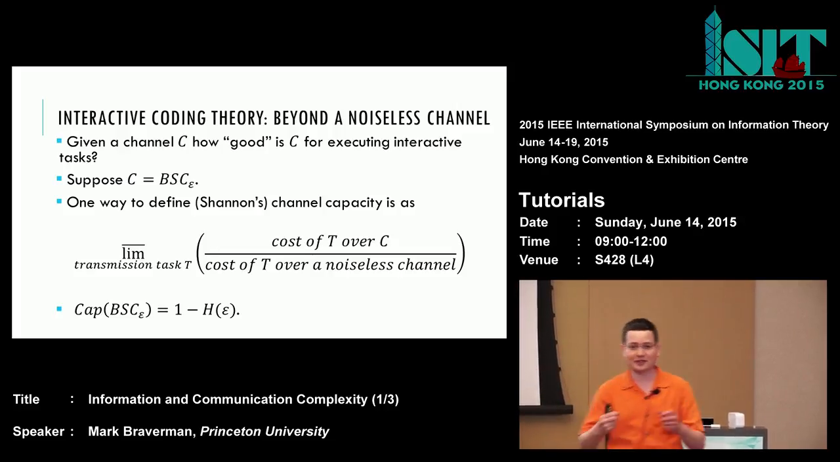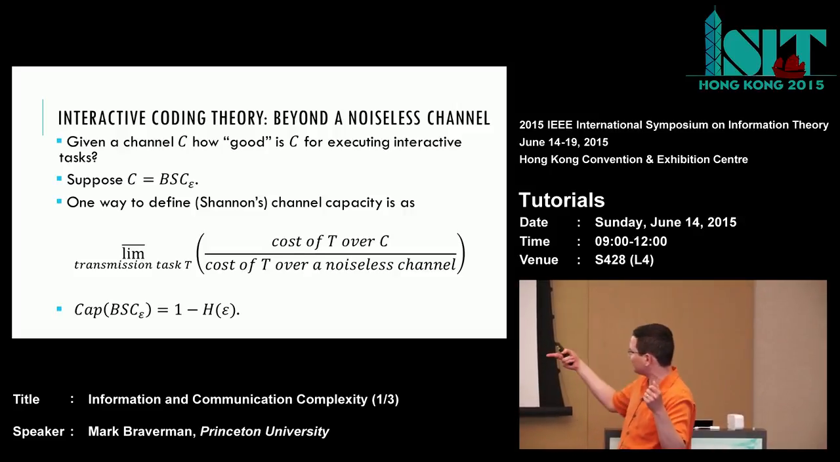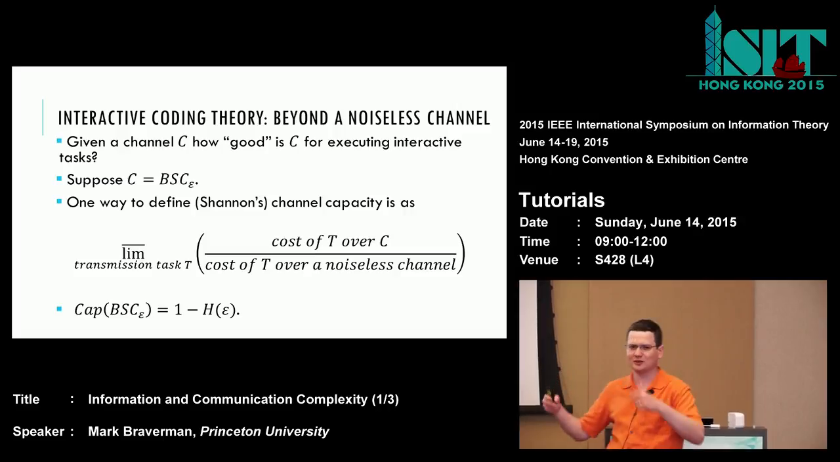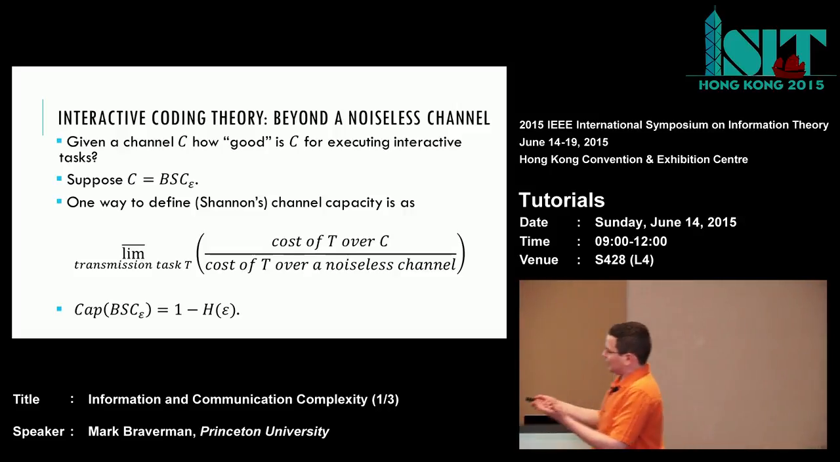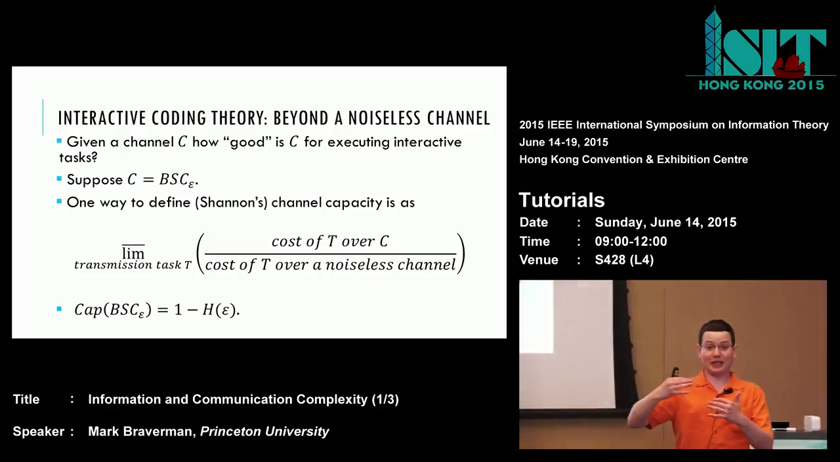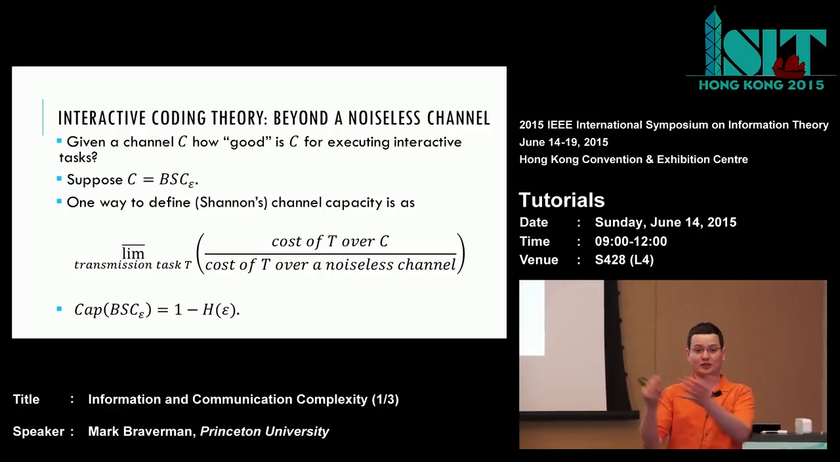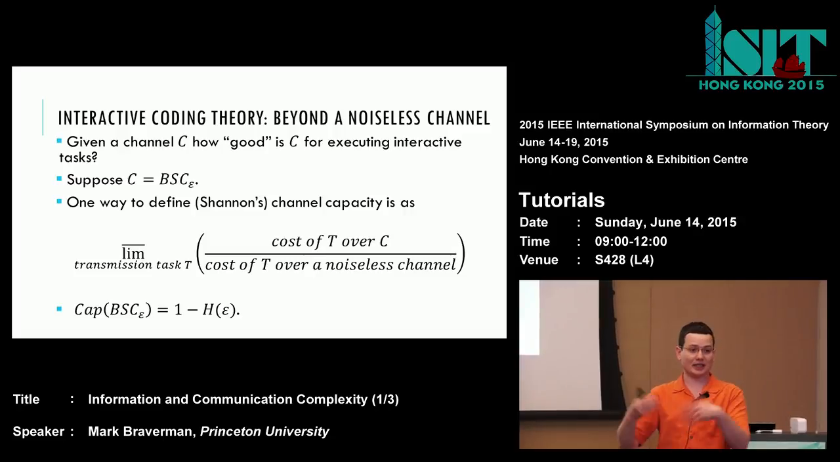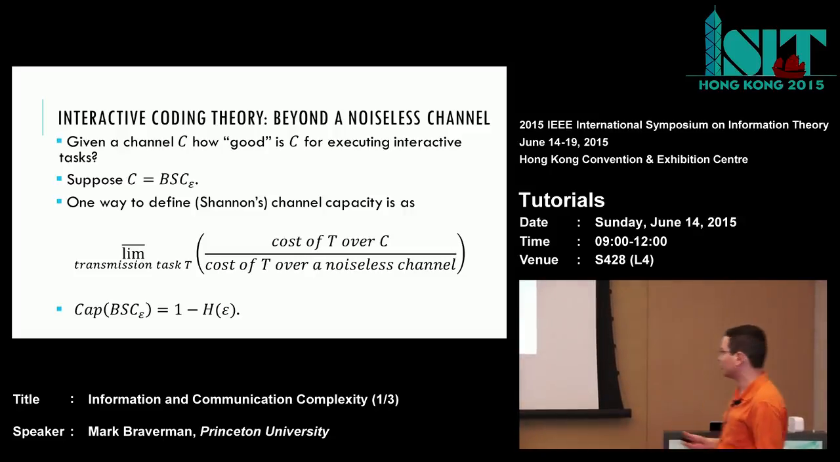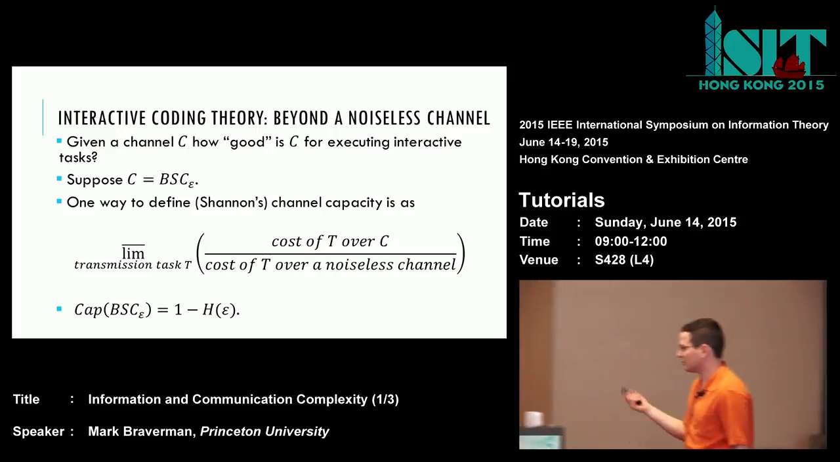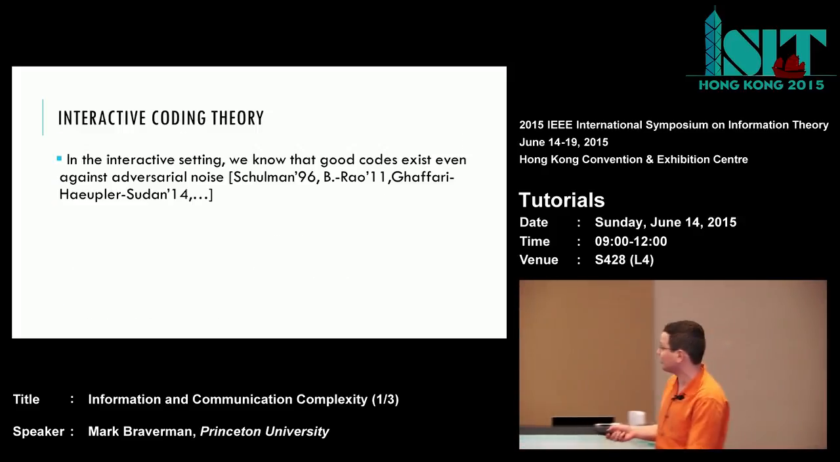This is the channel capacity. So how much utilization, did I flip it? Maybe it's one over channel capacity. But how much of an overhead do I have to pay if I'm using this noisy channel instead of a noiseless channel, and take lim sup over all tasks? That's one way to define channel capacity. For BSC, it's 1 over 1 minus h of epsilon.